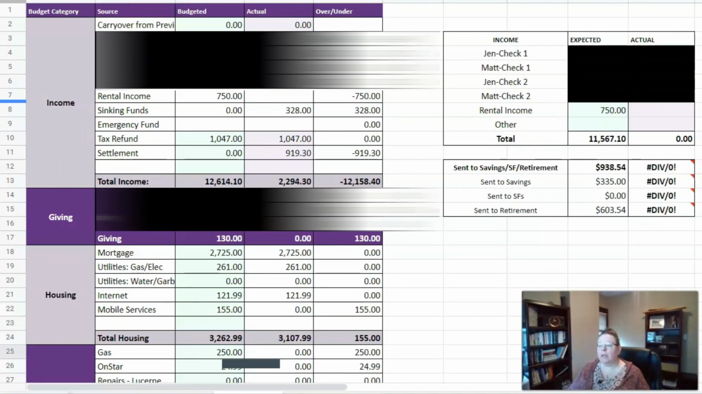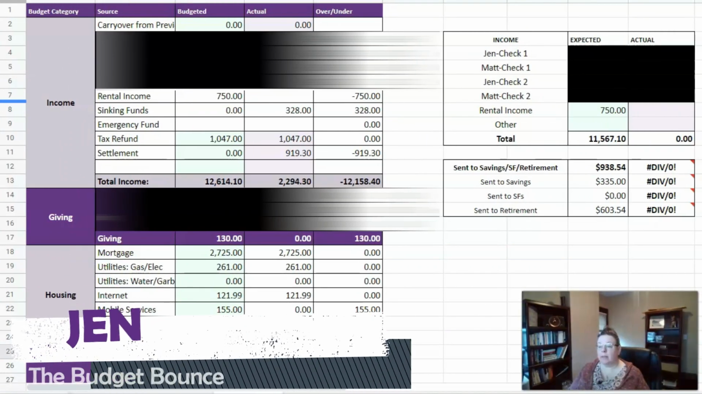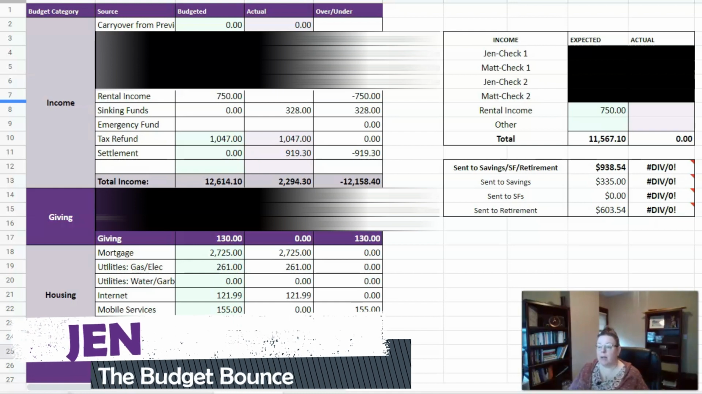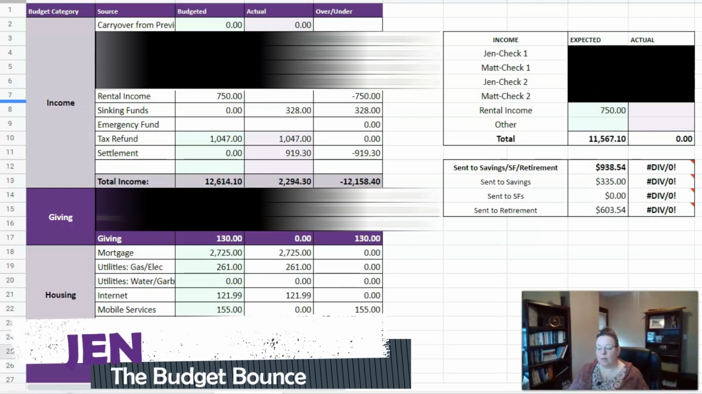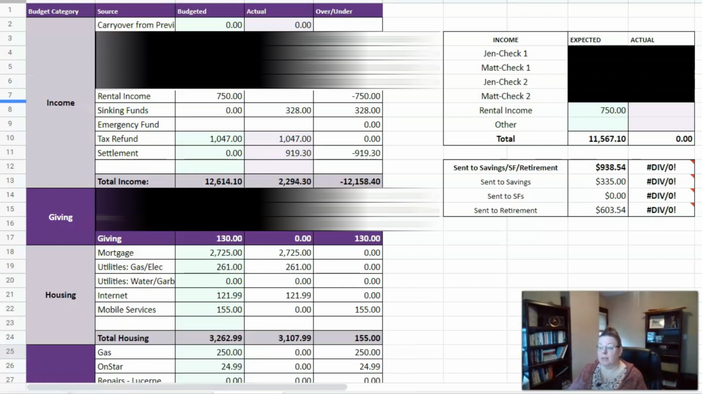All right, so here we are looking at our budget template, and this is the template that we use every single month. This has grown over time. It was not as involved when we first started as it is now, and I am somebody who needs a lot of detail, and so this is a very detailed budget spreadsheet.